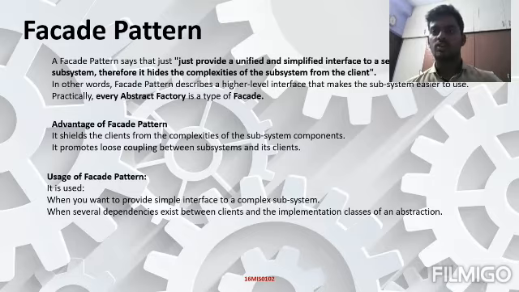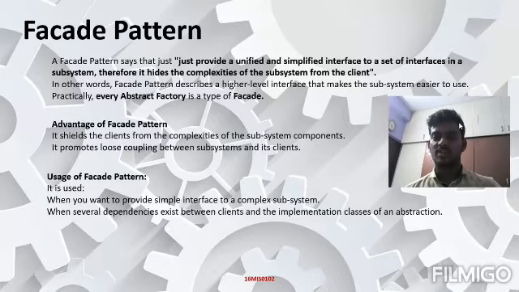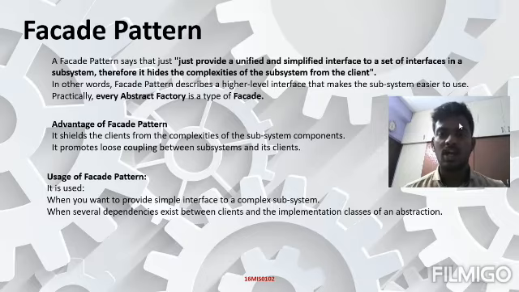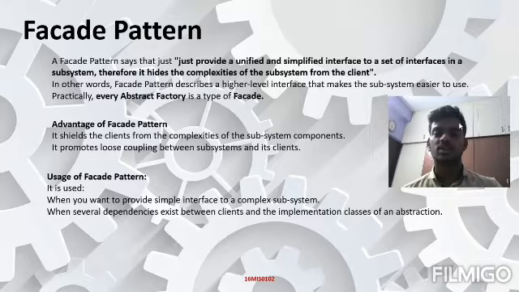Now we are going to another pattern called the facade pattern. A facade pattern says to just provide a unified and simplified interface to a set of interfaces in a subsystem. Therefore, it hides the complexities of the subsystems from the client. In other words, the facade pattern describes a higher level interface that makes the subsystem easier to use. Particularly, every abstract factory is a type of facade.